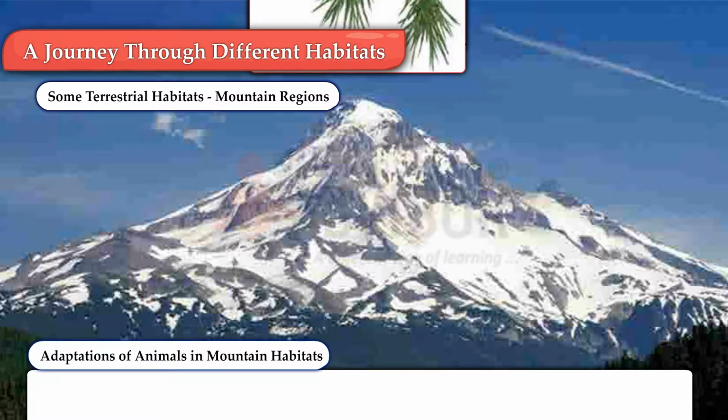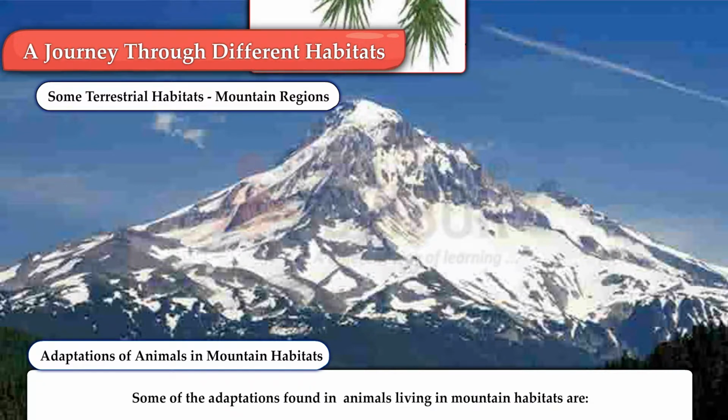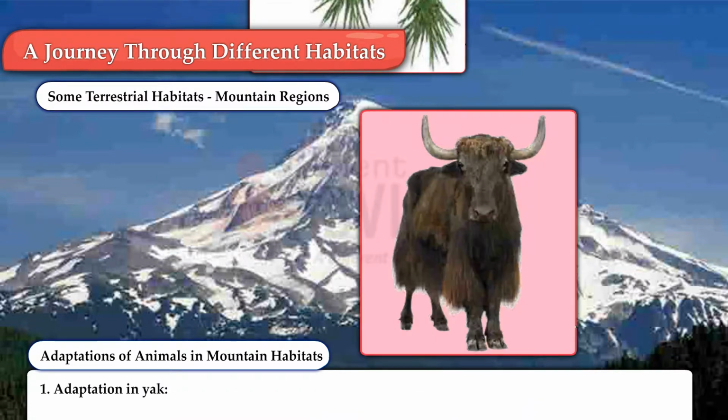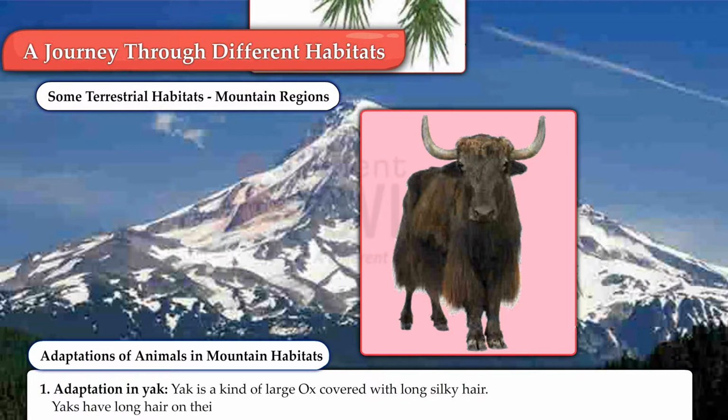Adaptations in animals of mountain habitats. Some of the adaptations found in animals living in mountain habitats are: adaptation in yak. Yak is a kind of large ox covered with long silky hair. Yaks have long hair on their body to protect them from cold by keeping them warm.